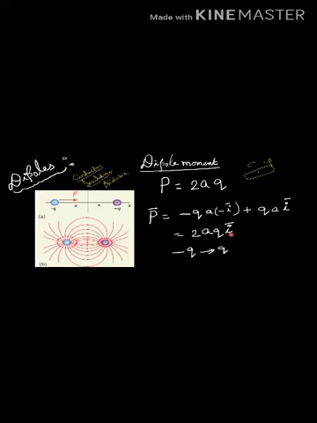For simplicity, the two charges are placed on the x-axis. Even if the two charges are placed on the y or z-axis, the dipole moment will point from minus q to plus q. The magnitude of the electric dipole moment is equal to the product of the magnitude of one of the charges and the distance between them. P vector is equal to 2qa.